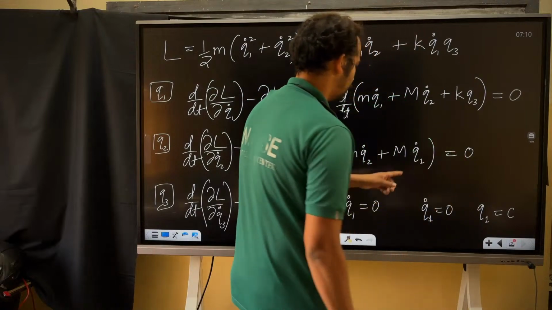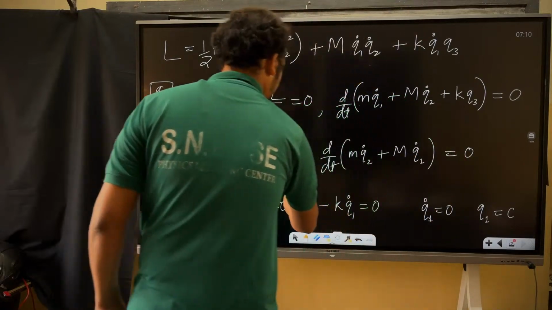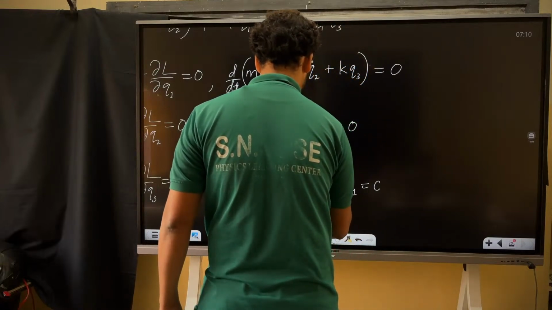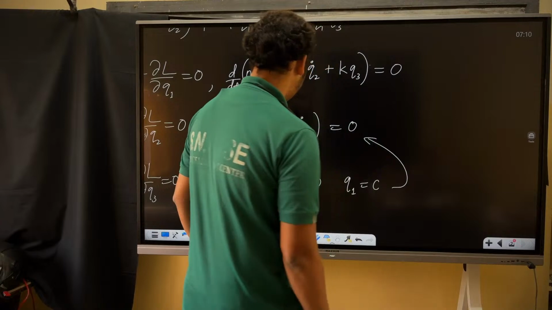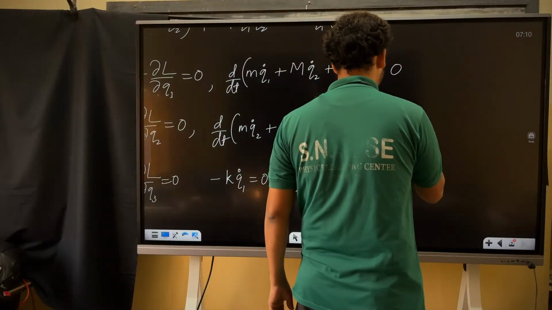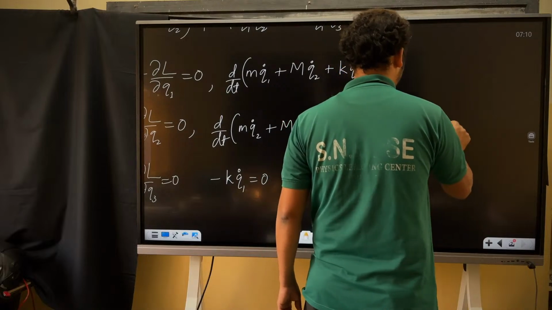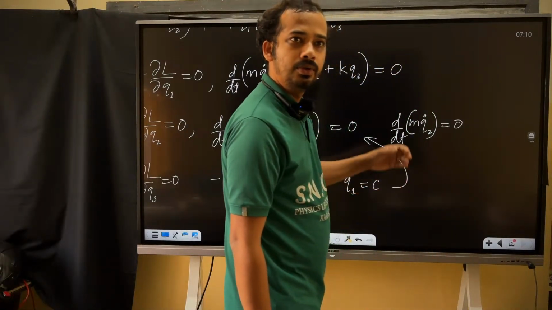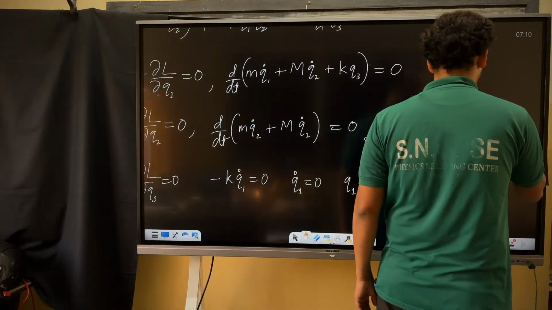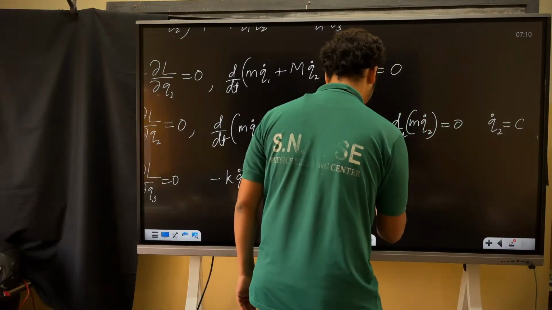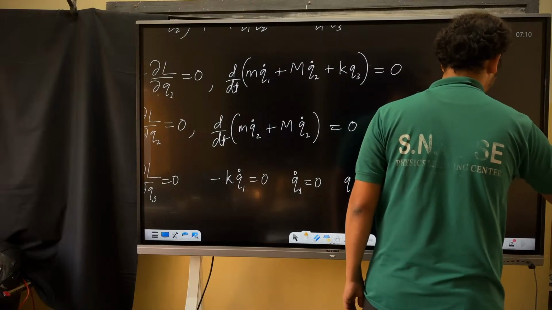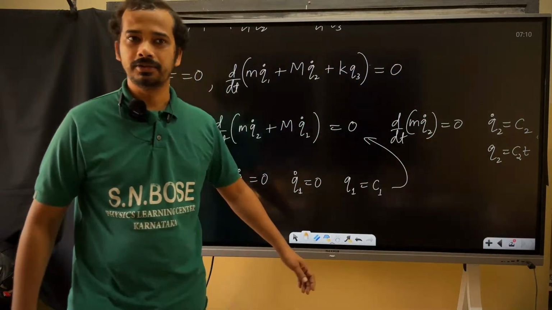If q1 is constant with respect to time, let me do it here. How simple it is if you write the equation neatly. When you substitute here, q1-dot is 0, so d/dt of m q2-dot equals 0. What do you mean by this? Q2-dot is constant, say C2. So q2 is C2 times t plus some other constant, linearly. You got my point.